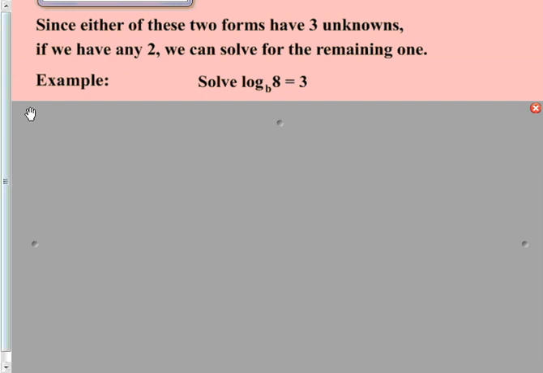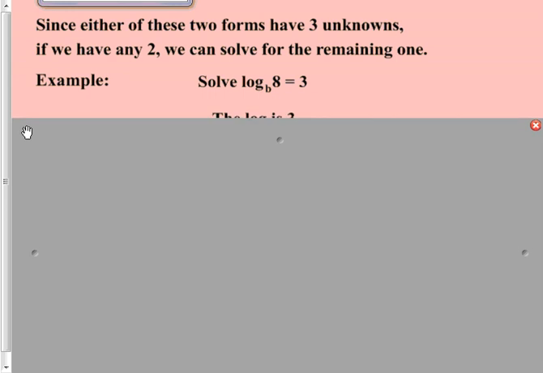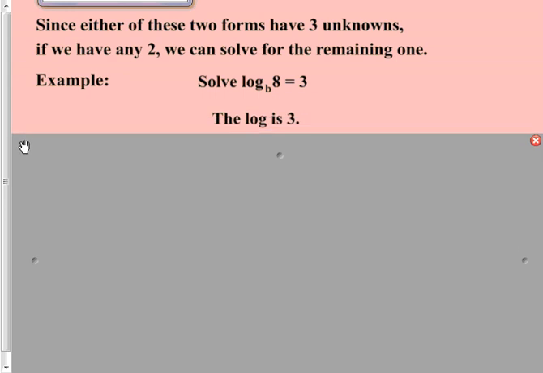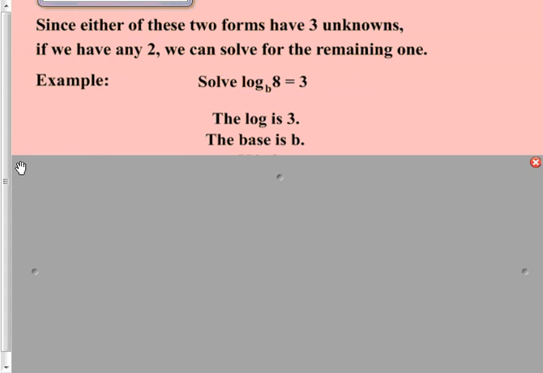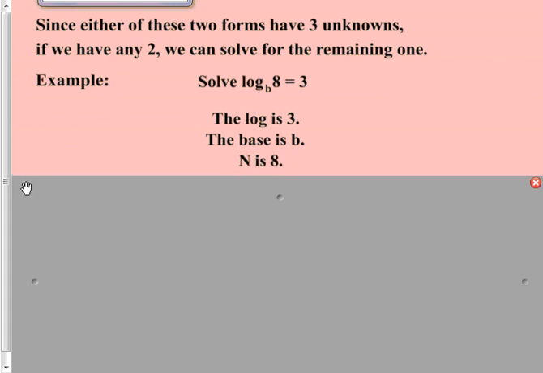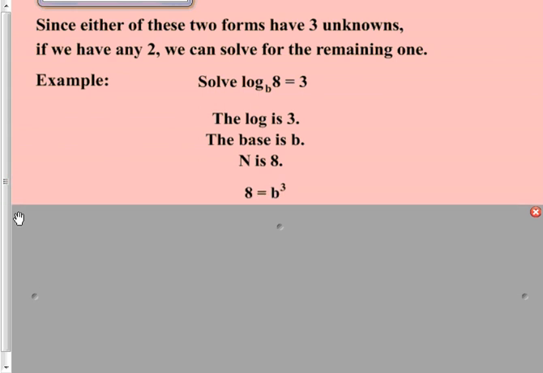So once again, let's identify our particular values from the problem. Our logarithm is 3. The base is b, as we've already said, which makes our argument, or the n value, 8. Converting those three values into exponential form, we have an equation that says 8 equals b cubed.